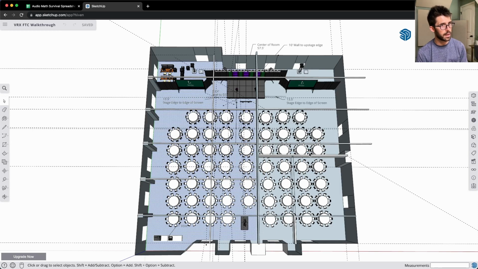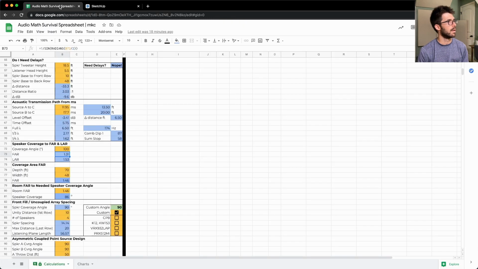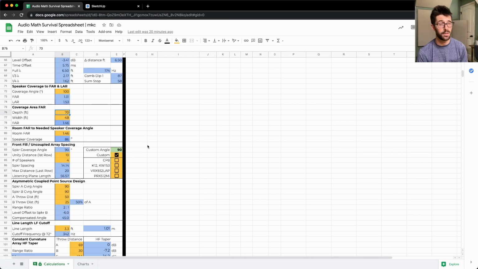But I do know that a 100-degree box is going to be able to cover it. And another way I can prove this is by going back here and converting the coverage area of the audience to our forward aspect ratio. So it's 70 feet deep and it is 96 feet wide, but we're going to subdivide coverage. So I'm going to divide that in half. That means I need a FAR of 1.46 to make that happen. And I can convert FAR to speaker coverage. And that says I need at least an 86-degree speaker at mid depth to make that happen.